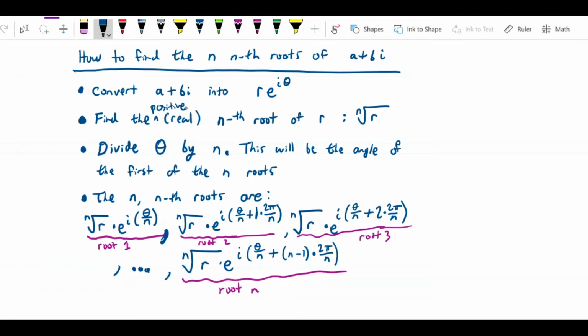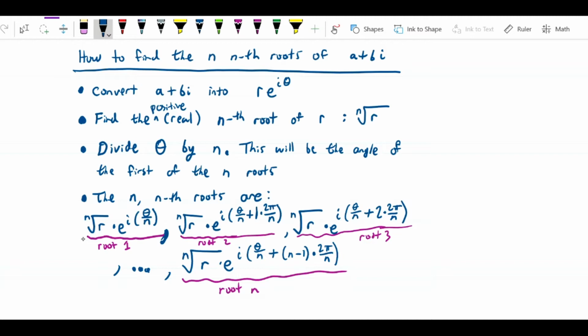So the next thing you're going to do is divide theta by n. So you've got some theta that tells you where the number is on the complex plane, and you're going to divide that by n. That is going to be the angle of the first of the roots. And then you're going to keep adding a fraction of the unit circle to that angle. You're not going to change the radius of the root. You're just going to keep changing the angle.